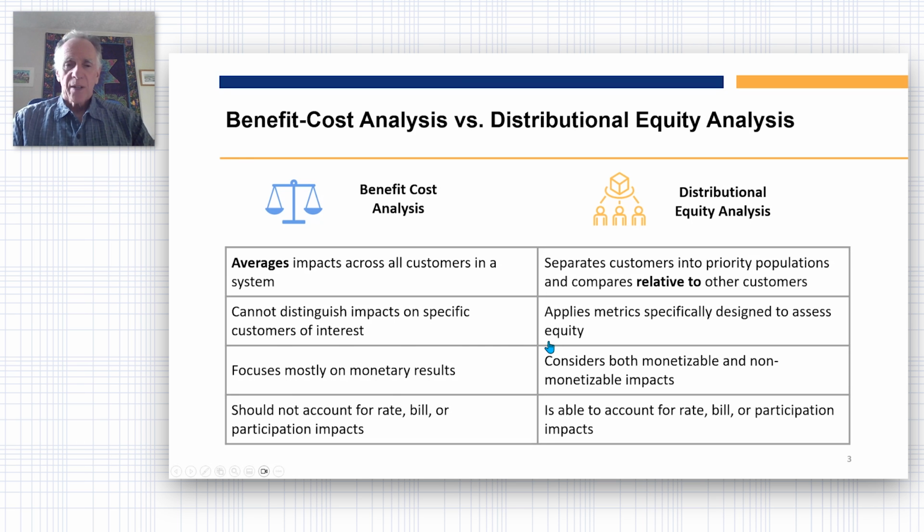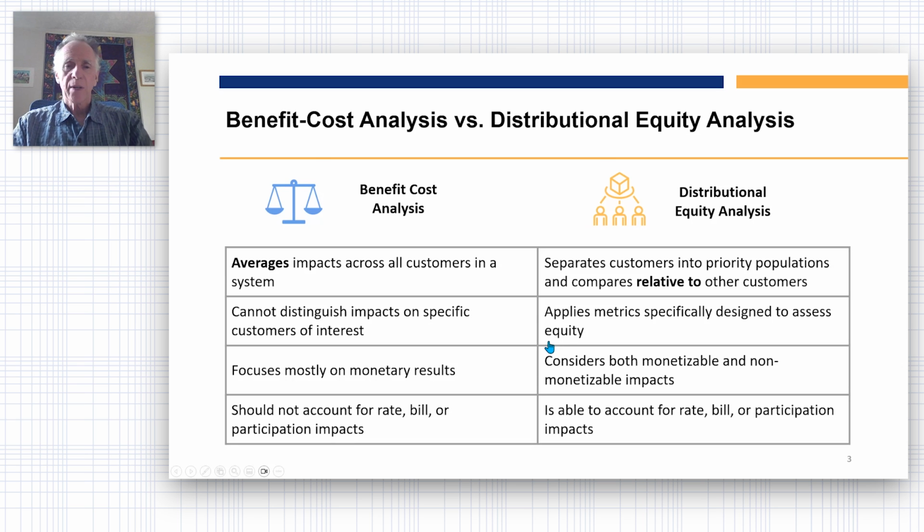On the next row, you can see a similar theme, where in the BCA you just can't determine impacts differently across the two customer types. But for DEAs, there are specific metrics that are applied to the priority populations versus the general customers. Those metrics are a second element to DEAs that distinguish them from BCAs. And the metrics are different.